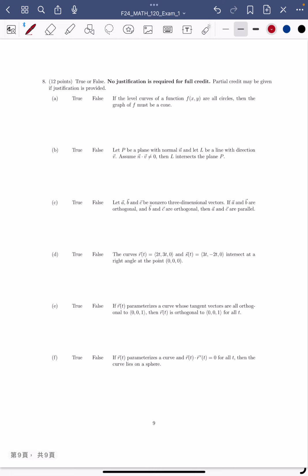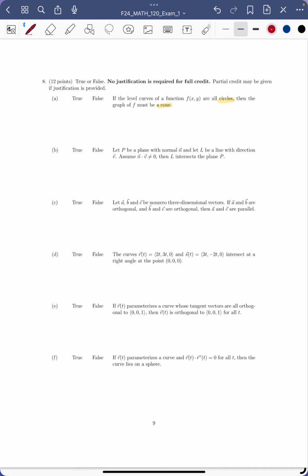Now, finally, the final question. Okay, so again, you can choose if you want to justify your answer, but I would recommend doing this. So, if the level curves are all circles, then the graph must be a cone.